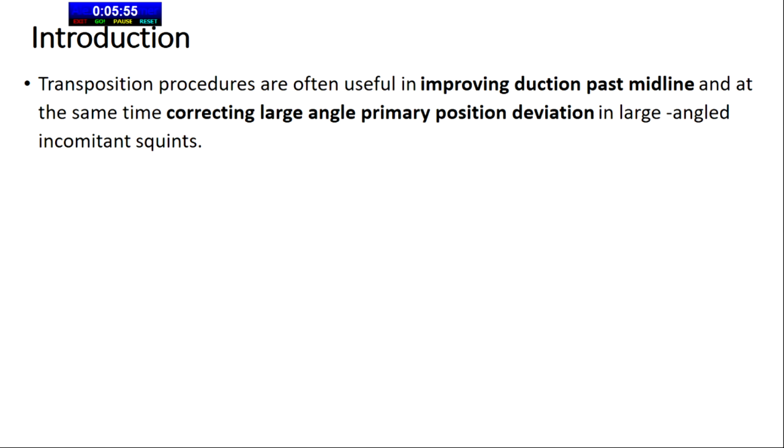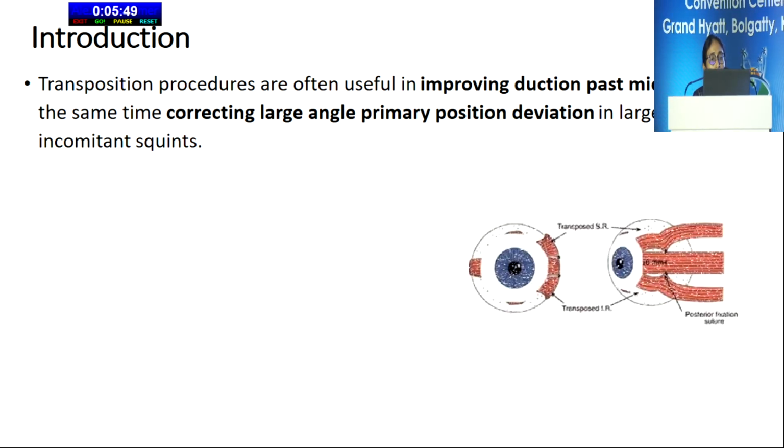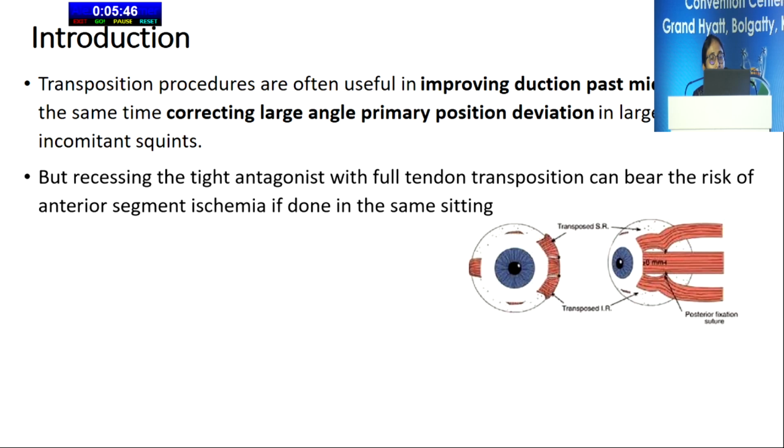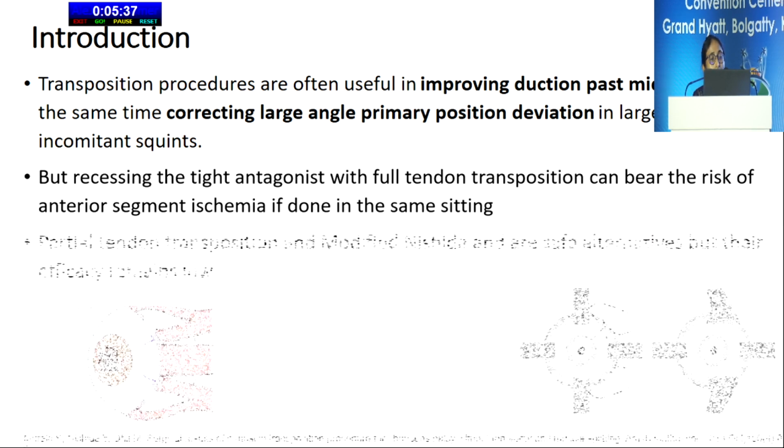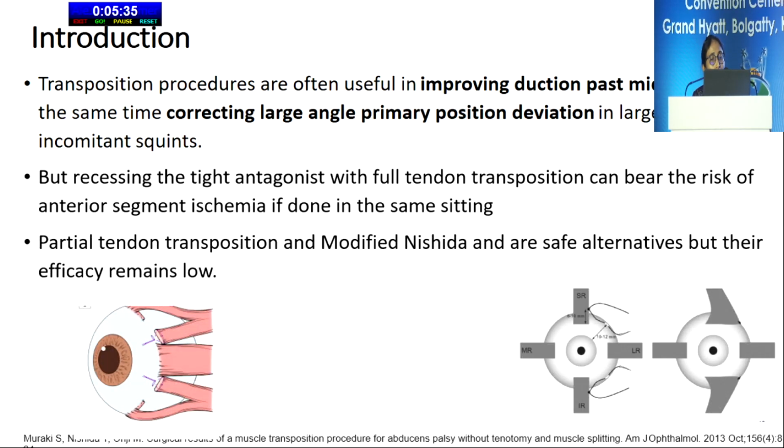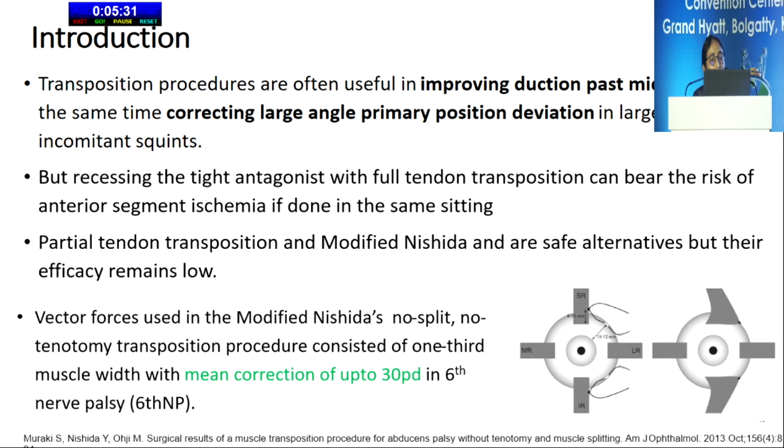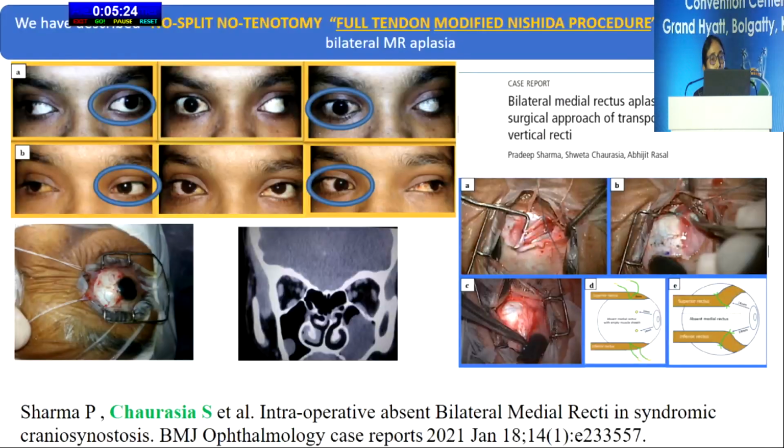Transposition procedures are often the procedures of choice for large angle concomitant squint, for correcting large angle primary position deviation as well as improving ductions past midline. But recessing the tight antagonist with full tendon transposition can bear the risk of anterior segment ischemia if done in the same sitting, and even if spaced in time, the procedure doesn't become safe. So partial tendon transposition and modified Nishida are safer alternatives, but the efficacy remains low as the vector used in these procedures consists of 1/3 of the muscle width, with mean correction up to 30 prism diopters only.